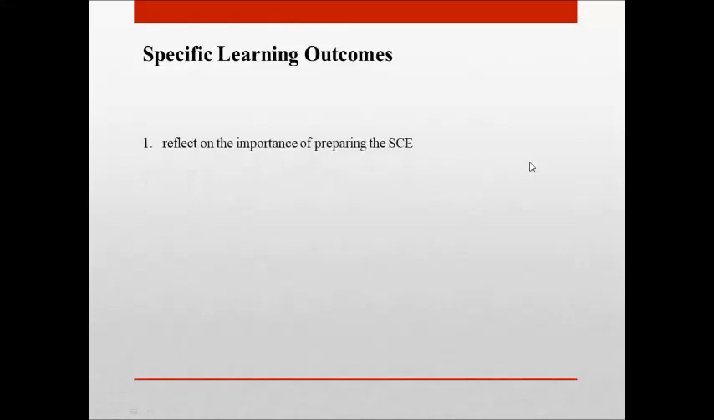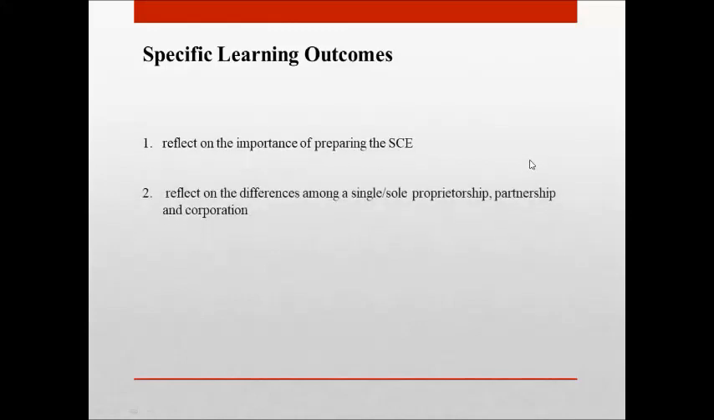So before we proceed, let's have our specific learning outcomes, or the specific objectives, or the things that we need to meet at the end of this lesson. Basically, at the end of the lesson, you will be able to reflect on the importance of preparing the statement of changes in equity, reflect on the differences among a single sole proprietorship, partnership, and corporation, and reflect on the use of capital and drawings accounts.